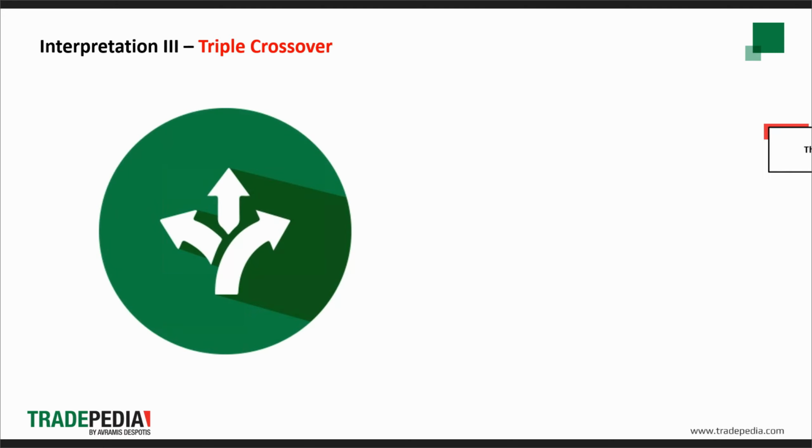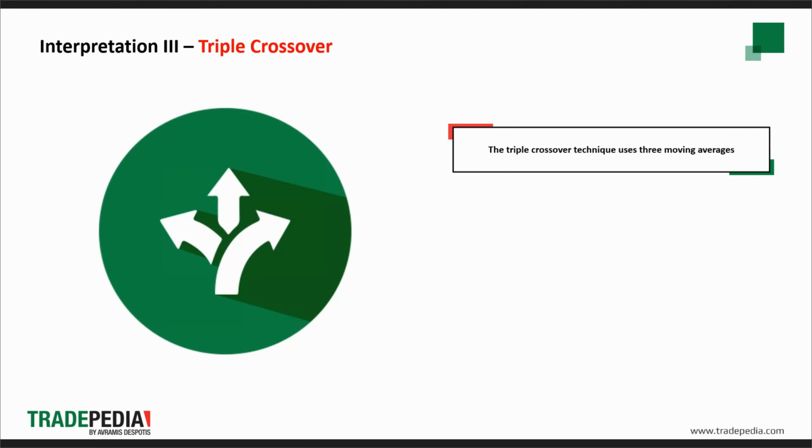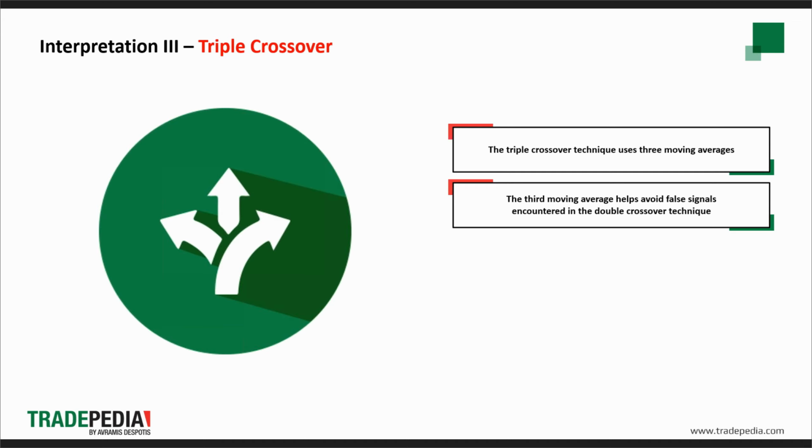So there's another way. There's also the triple crossover. It requires adding a third moving average. So instead of two, you have three moving averages. Why would people want to have so many moving averages? Basically, the third moving average helps to avoid false signals.